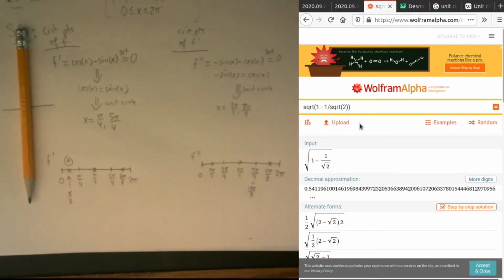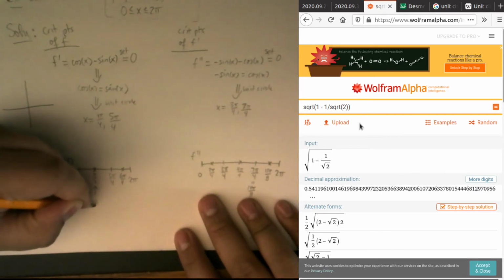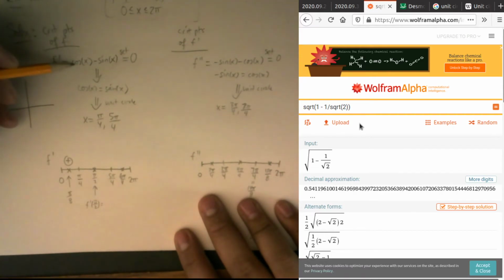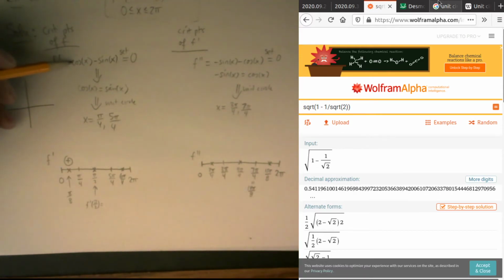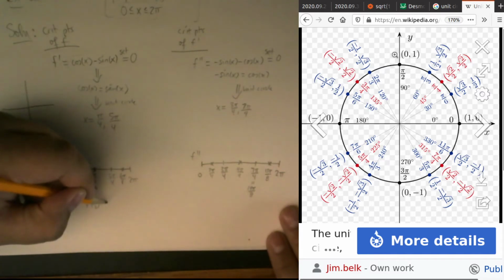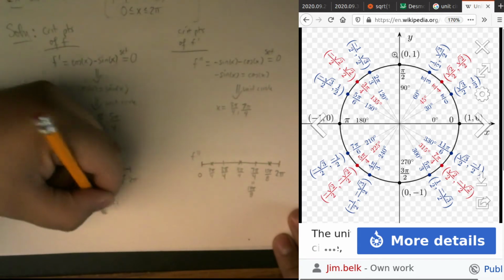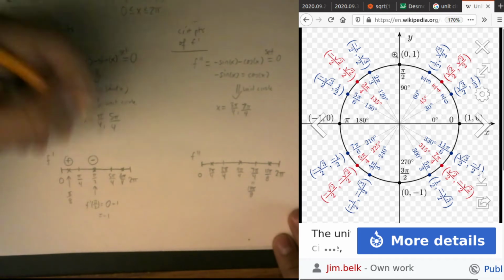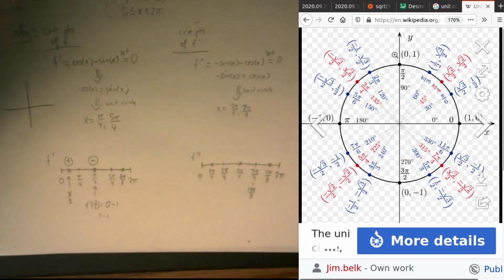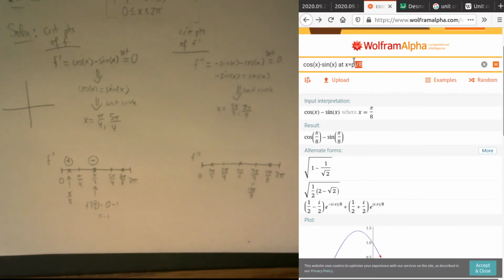At pi over 2, that one we could compute by hand. F prime at pi over 2 is cosine of pi over 2, which the unit circle tells us, here's pi over 2 up here, the x coordinate is 0, so we get 0 minus sine of pi over 2, which is 1. So we get minus 1 out of that. That's a minus. And then at 6 pi over 4, I don't want to do that by hand, so I'll calculate this at 6 pi over 4.